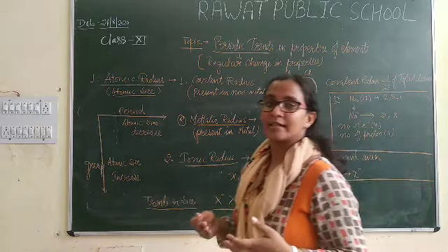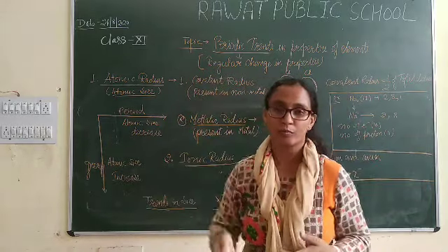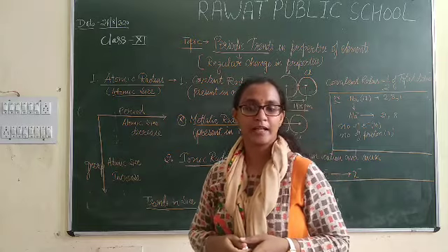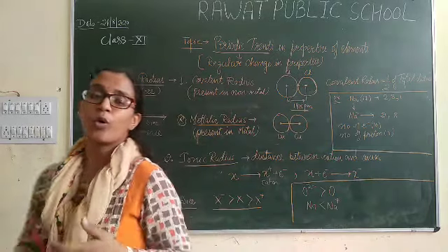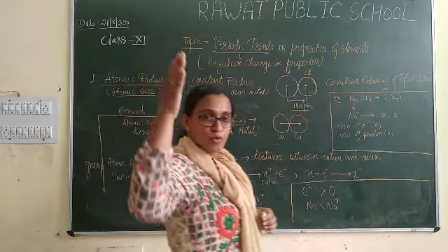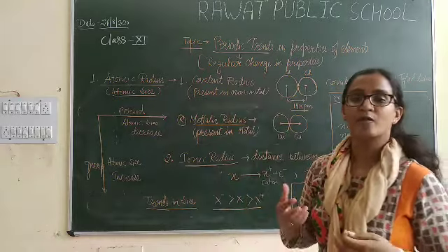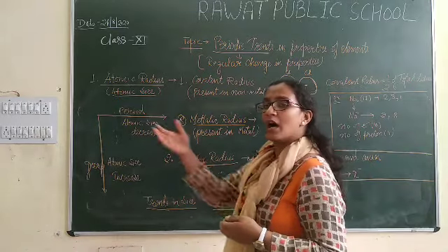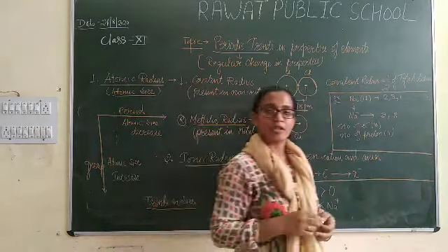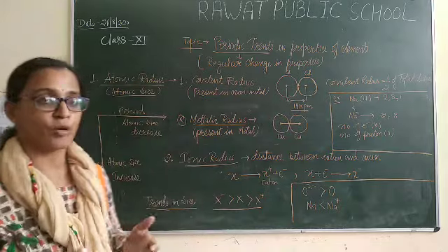It means you have learned that we have periods and groups. A periodic table is divided into periods and groups. So what will happen if we move up to down in the group, and what will happen if we move left to right in the periodic table? So first, one by one, we will discuss all the periodic trends and what the properties are.